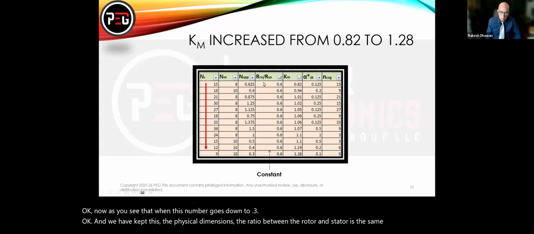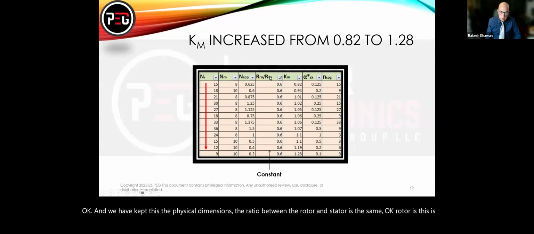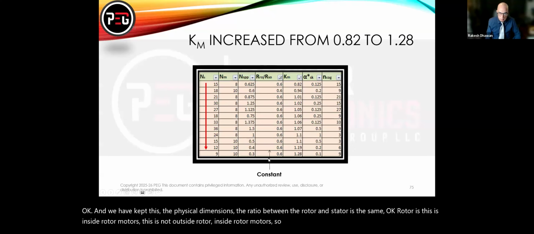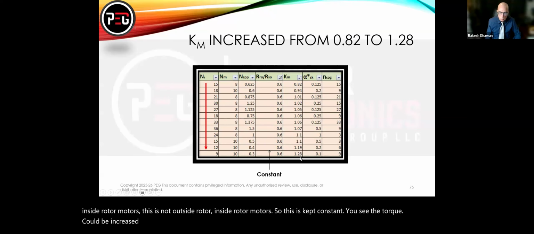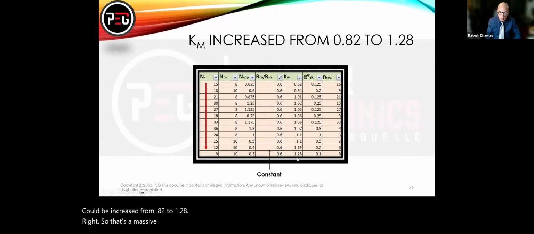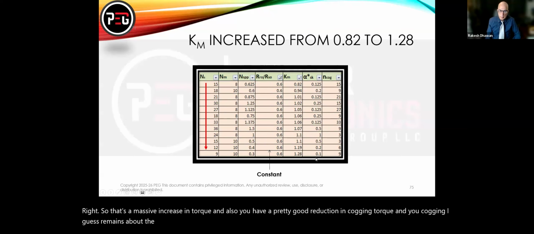Okay. This is inside rotor motors. This is not outside rotor, inside rotor motors. So this is kept constant. You see the torque could be increased from 0.82 to 1.28, right? So that's a massive increase in torque. And also you have a pretty good reduction in cogging torque, and the skew factor remains about the same.